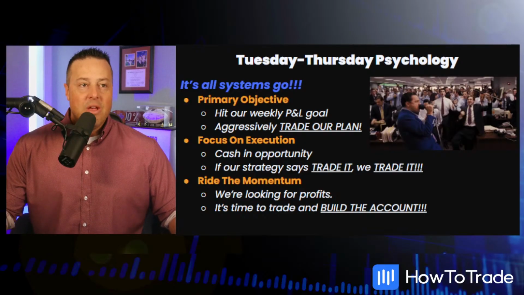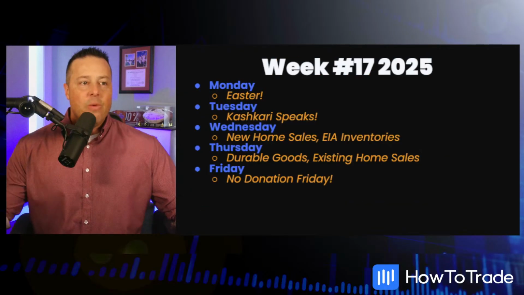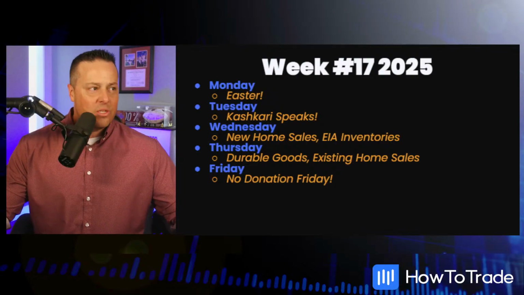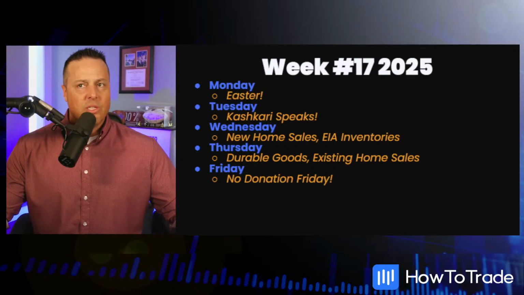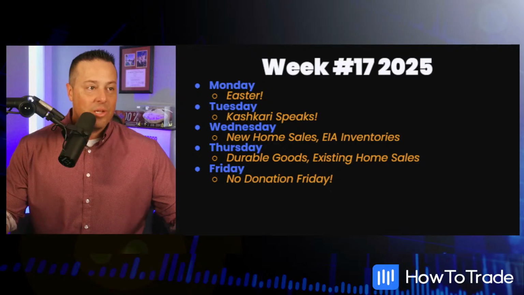Be careful. Tuesday, Wednesday, Thursday, you guys know what time it is. It's time to trade our plan and build the account. That's what these days are all about. Today, we had durable goods and existing home sales. Those are big numbers. We're going to go over durable goods in just a second. But definitely a key number came out today in durable goods, and it's absolutely huge. So let's get on with it.